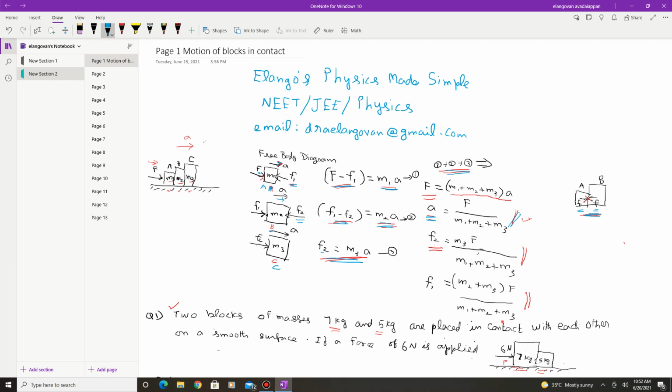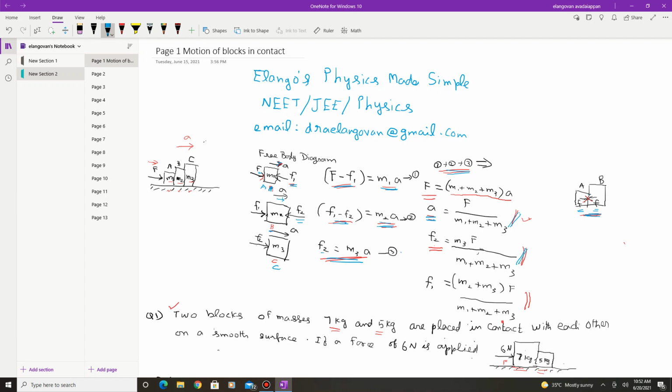Now if you substitute this value of acceleration in equation 3, F2 is equal to m3 times A, and A is equal to F divided by m1 plus m2 plus m3.